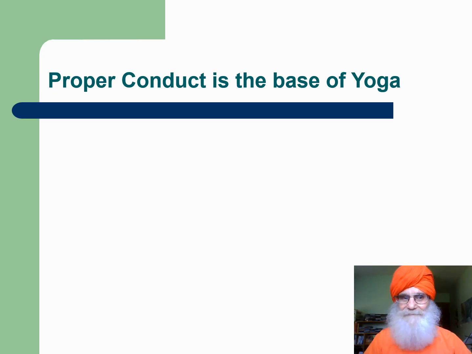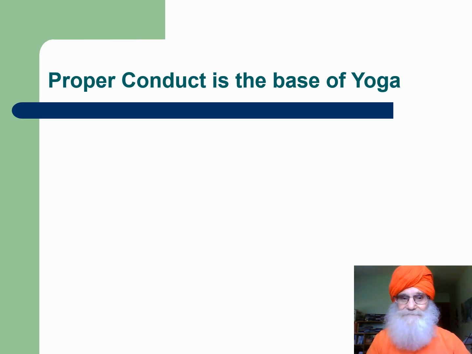Here's something which, if you go out on the street, people will have an idea about, but not clearly. Proper conduct is the base of yoga. You have to have good conduct to be a yogi. I think people generally understand that. But the exact structure of yoga's code of conduct is overlooked, and that's a shame because it's very important. So we're not going to overlook it here. We're going to look at that.